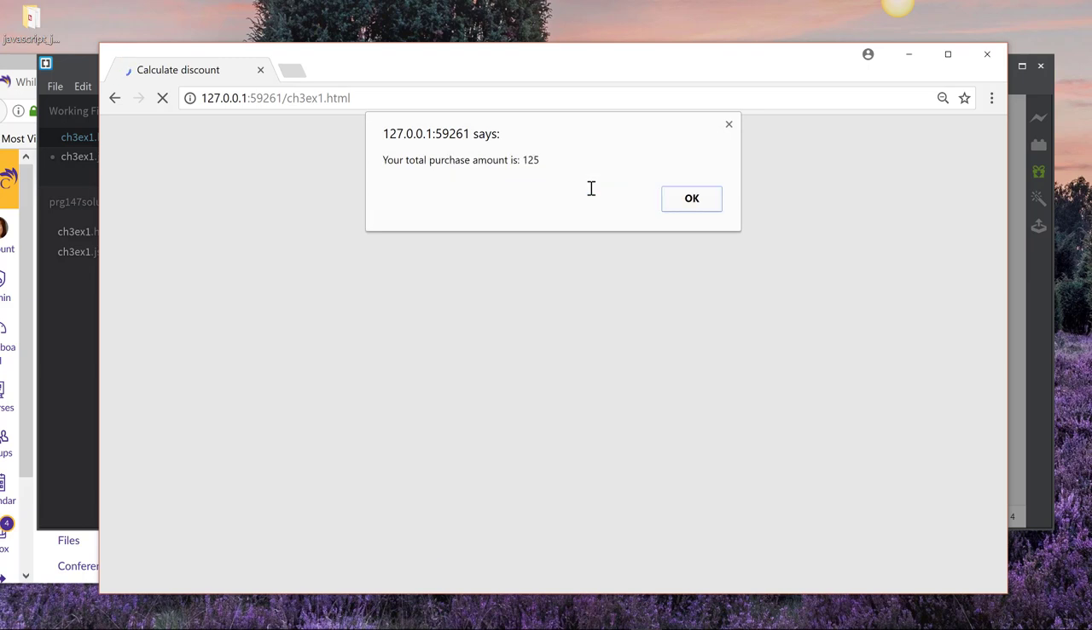It tells me what the purchase amount is, tells me what the discount percentage is, and it tells me what that amounts to off my purchase price. So that's what I'm looking for as a solution for this homework assignment.